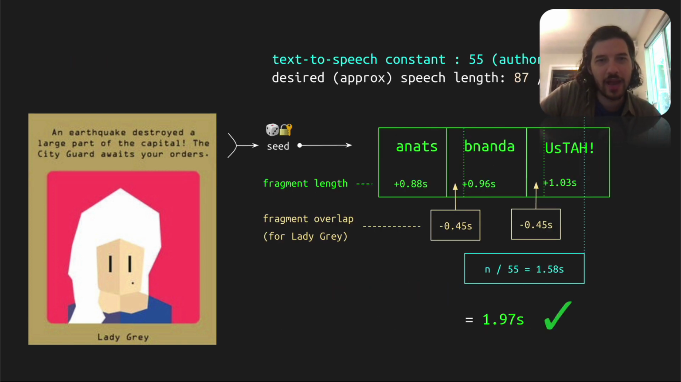So now that we have that, the way that the system works is we take the card text and we use it as a seed. And what that means is we take that text and we use it as a way to deterministically generate random values, and then we use those random values to select which voice fragments to play. And we'll do this as many times as it takes to reach the desired speech length, which in this case was 1.58 seconds. So, in this example, we have 3 fragments: anats, bananda, and usta. This is just a made-up example. But between those and then the fragment overlap for this character, which is a negative overlap, which brings them closer together, all together, it puts us past the desired length.